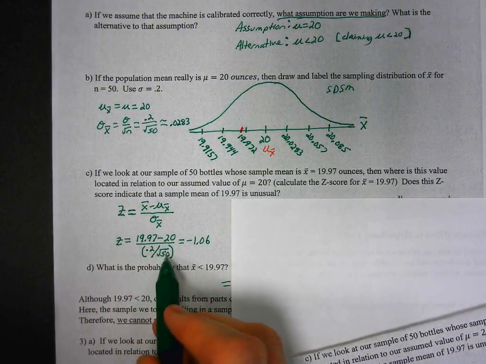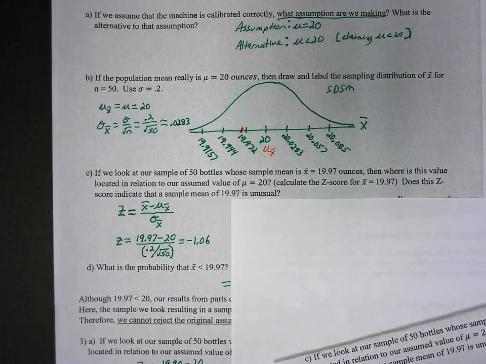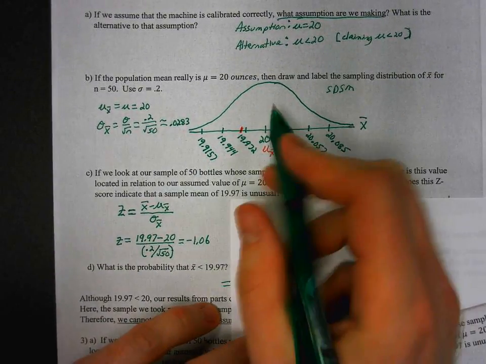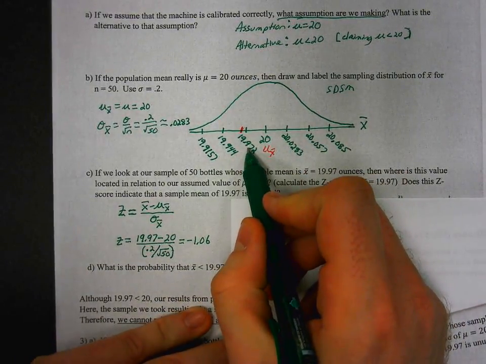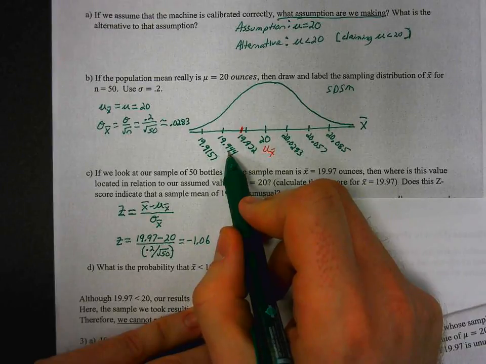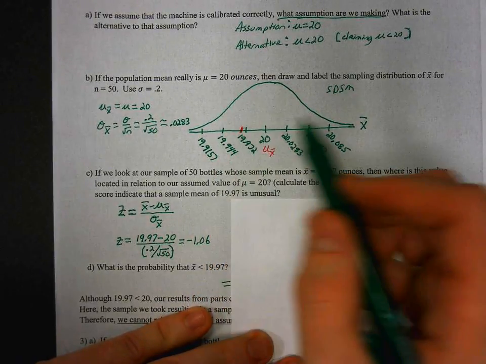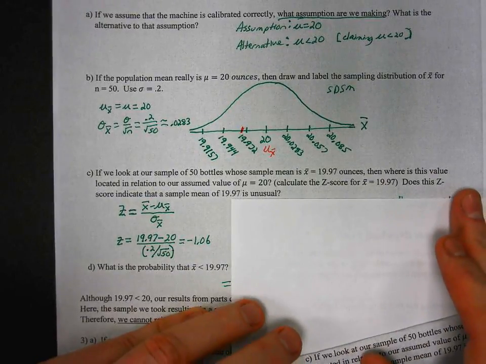When you put the 0.2 over square root of 50 in your calculator, make sure it's in parentheses, or else you're going to get it wrong. You get a z-score of negative 1.06. That should make sense because 19.972 would have a z-score of negative 1, and 19.944 would have a z-score of negative 2, and we can see we're between those two values. So that number should make sense.